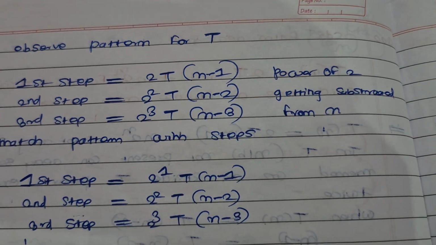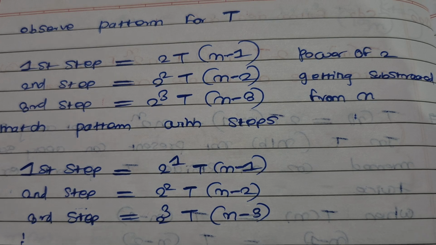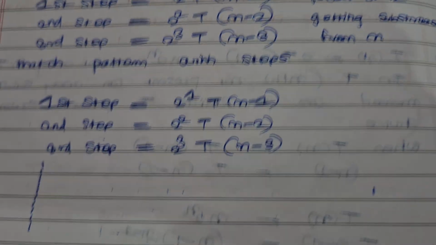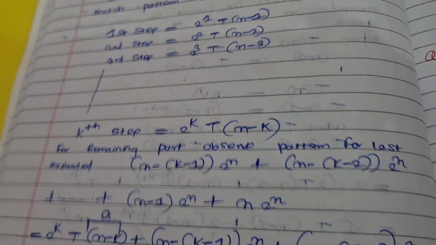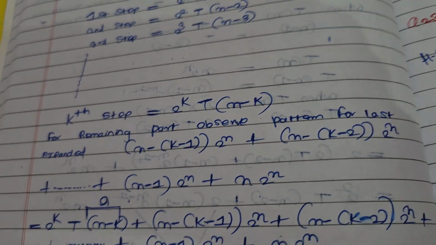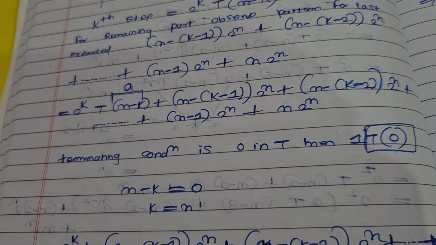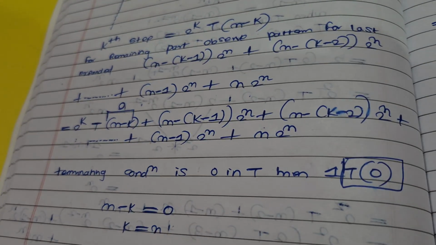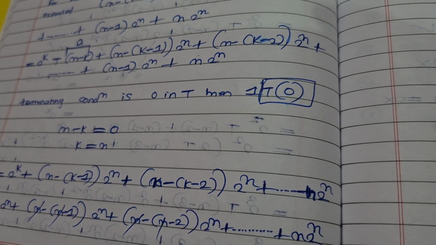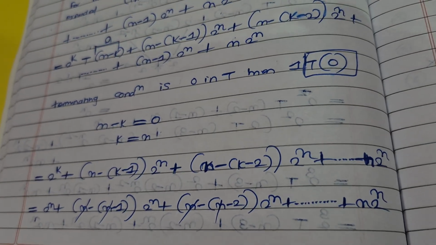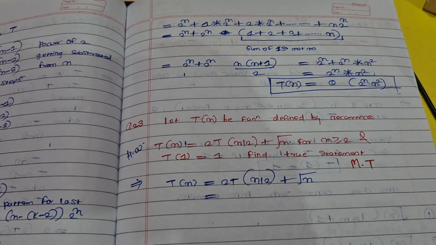Observe the pattern for T similarly. First step is 2 T of n minus 1, with power of 2. Second step, 2 squared T of n minus 2 getting subtracted. Third step, and so on till the kth step, 2 raised to k T of n minus k. For the remaining part, observe the pattern for the last expanded term, and you need to put the terminating condition value 0. The terminating condition is 0 in T, then T of 0 is 1. So you will get this after solving. The final value is 2 raised to n square. This is the homework they have given us.